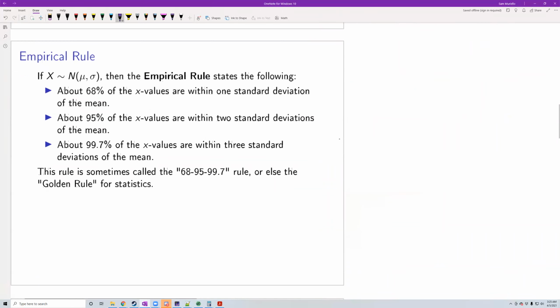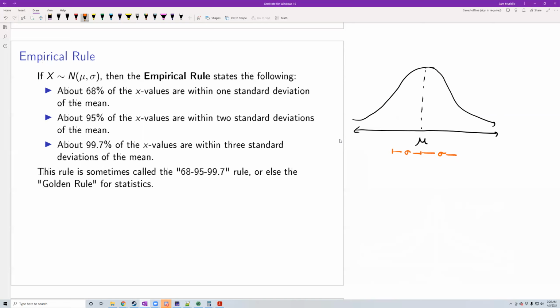One way that we can help make the standard deviation more accessible is to discuss the empirical rule, which talks about how the data is gathered within a certain number of standard deviations. Within one standard deviation of the mean, you would expect to find 68% of the data.